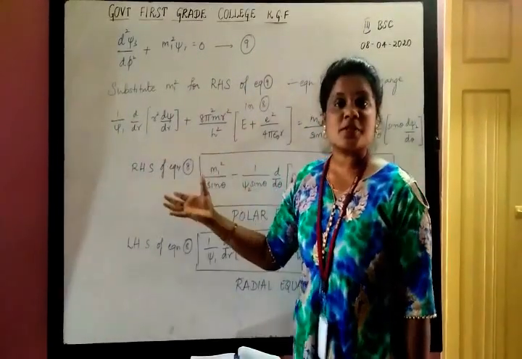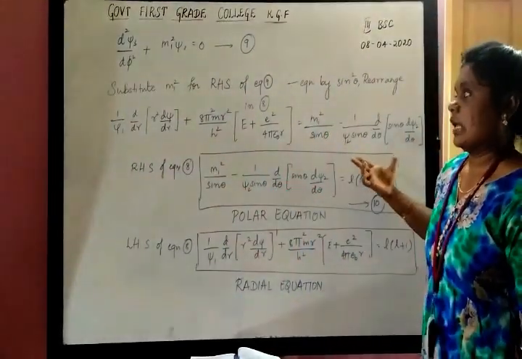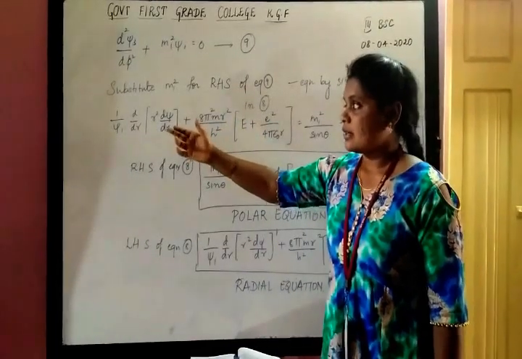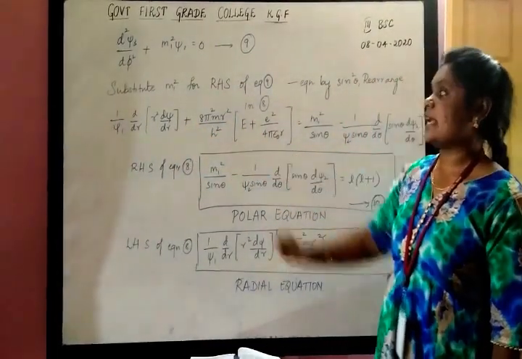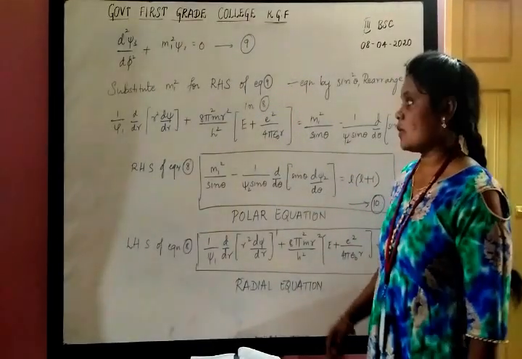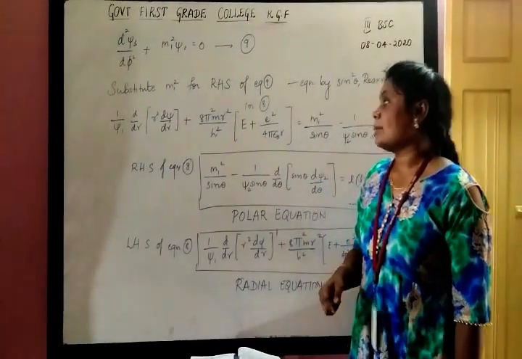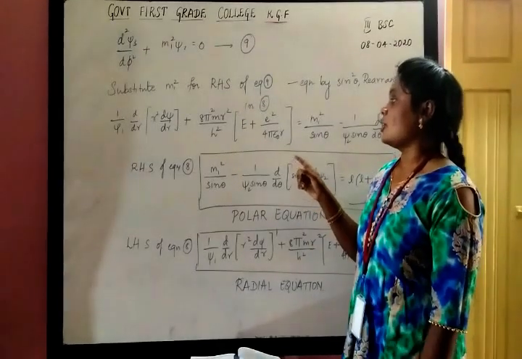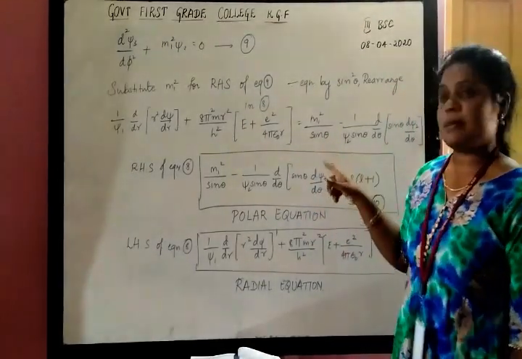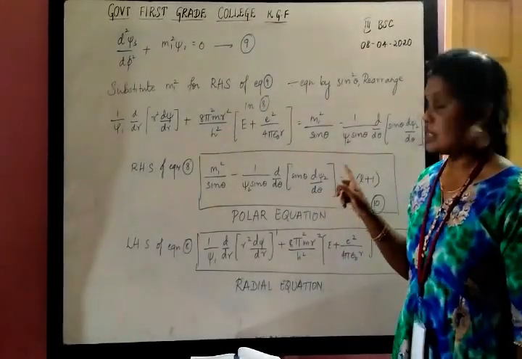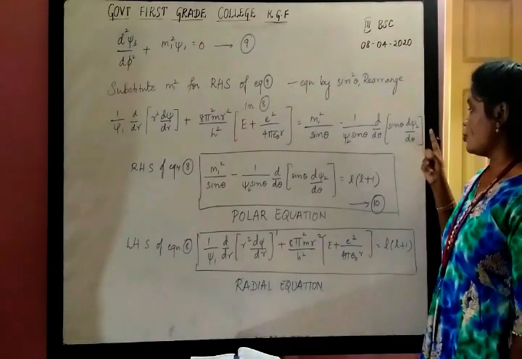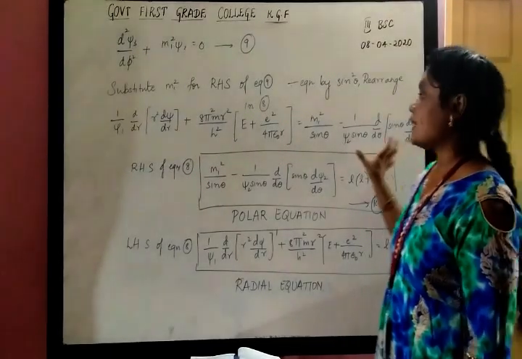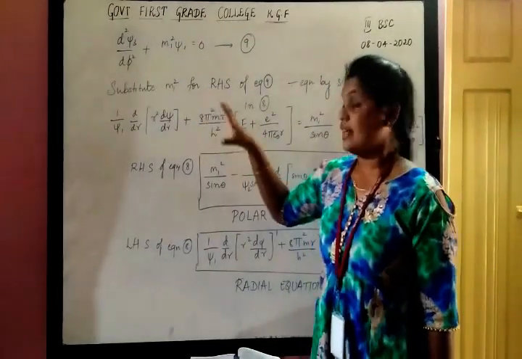After substituting, we get this equation, which is 1 by psi 1 d by dr into r square d psi 1 by dr plus 8 pi square m r square by h square into e plus e square by 4 pi epsilon naught r is equal to m1 square by sin square theta minus 1 by psi 2 sin theta d by d theta sin theta d psi 2 by d theta. This is the equation we get after substituting the value.